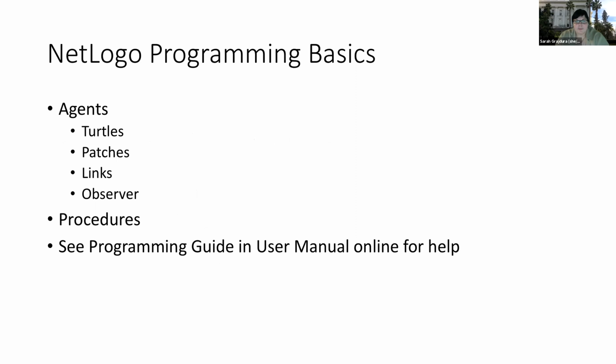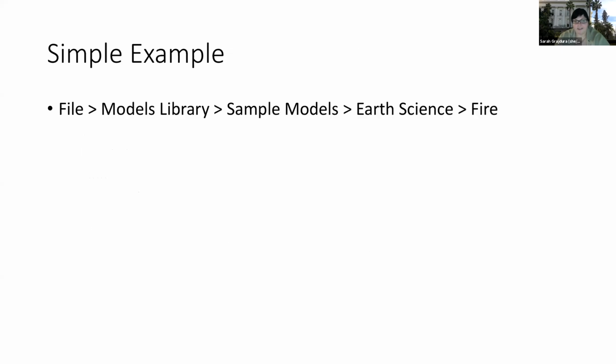These are just some of the basics. I'm not going to go into all the different parts of NetLogo models, but you have your agents, which can be split up into turtles, patches, links, and an observer. Then procedures are part of your model. If you want to learn more about the program, you can look at the programming guide, and we're going to look at the code for a couple of different examples anyway, so we can go over those then.